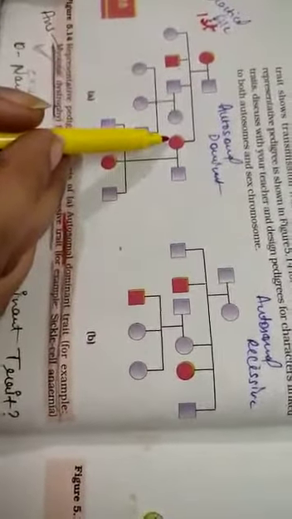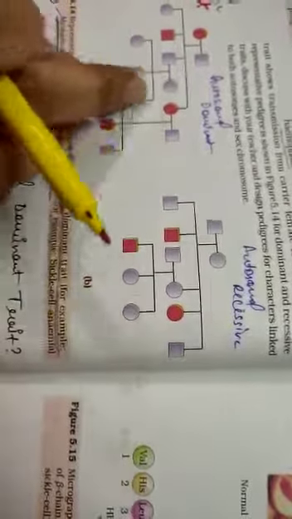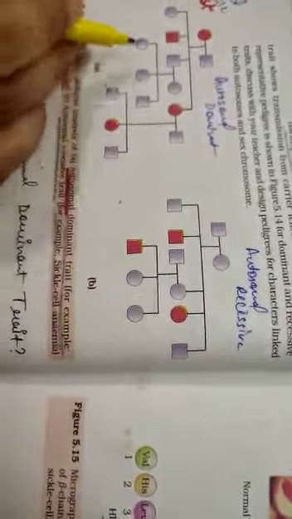The affected daughter, this is the second generation, and this affected daughter when marries a normal man has 1 affected daughter and 2 normal sons. So this is the first generation, second generation, and these are the third generation. These 3 and these 3, they belong to the third generation.